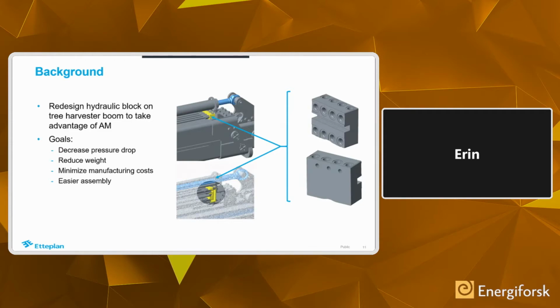The goals were to modify the internal channels so that they would be able to decrease the pressure drop. And as this is located on a boom, they wanted us to reduce the weight if possible. Also, size reduction would be useful to make assembly of this part and the surrounding parts a little bit easier. And finally, we were supposed to do our best to keep manufacturing costs as low as possible.